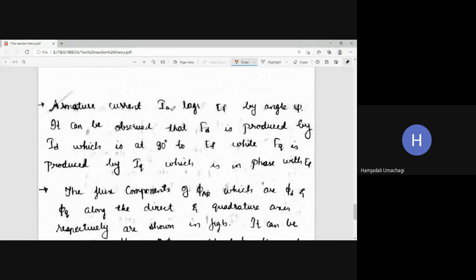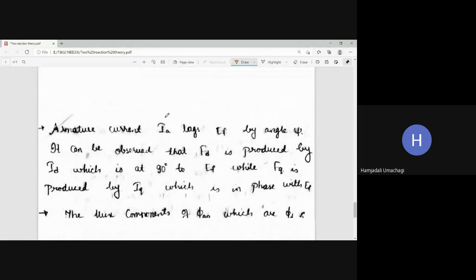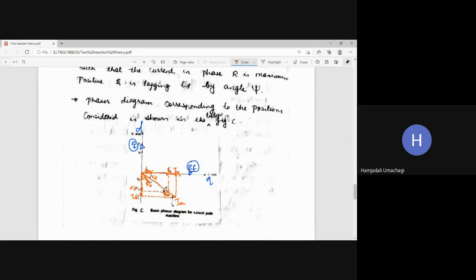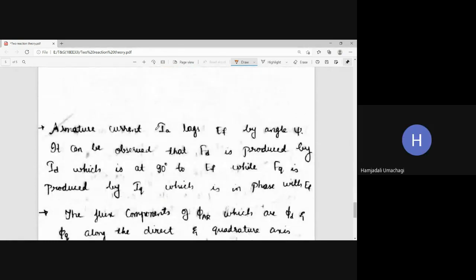Armature current IA lags EF by an angle of psi. So this we have seen in the above diagram. Armature current IA lags EF. This is my armature current, and this is EF. What is the angle here? Angle between IA and EF is psi. Armature current IA lags EF by an angle of psi.